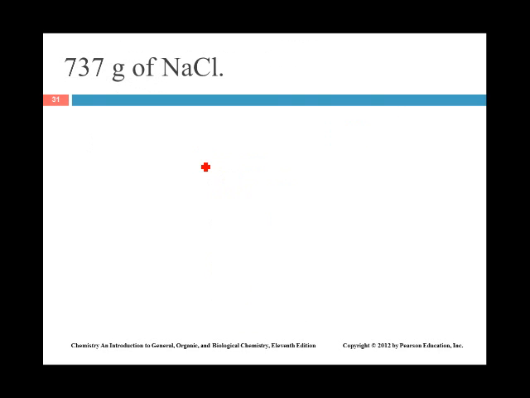So we have 737 grams of sodium chloride. In order to go from grams to moles, we need to figure out the molar mass to do that, because the molar mass is grams per mole. So before we do anything else, we need to figure out our conversion factor. So that means we need to look in the periodic table for sodium and chlorine. Sodium, there's no number here, so it's a 1. Chlorine, there's no number here, so it's another 1.